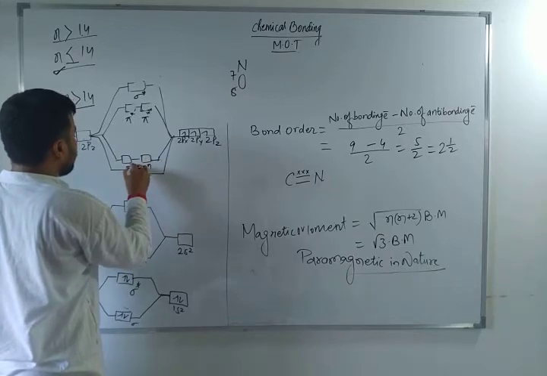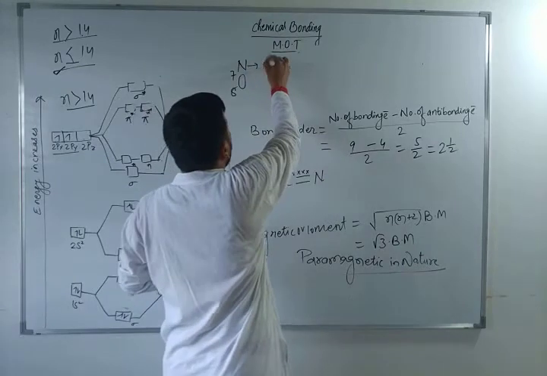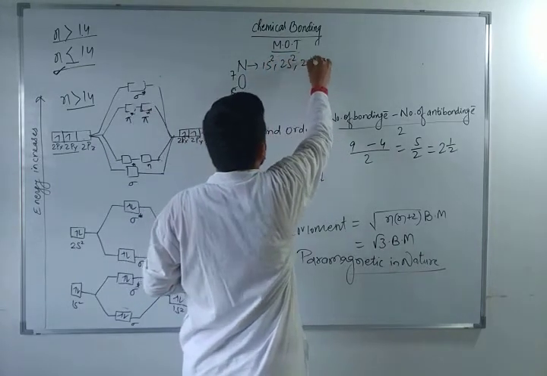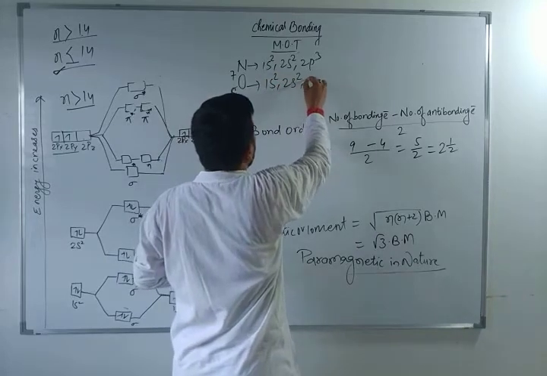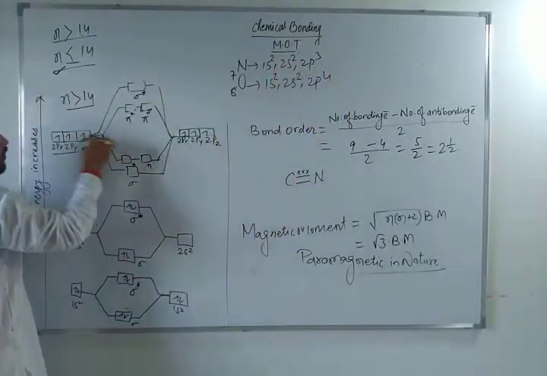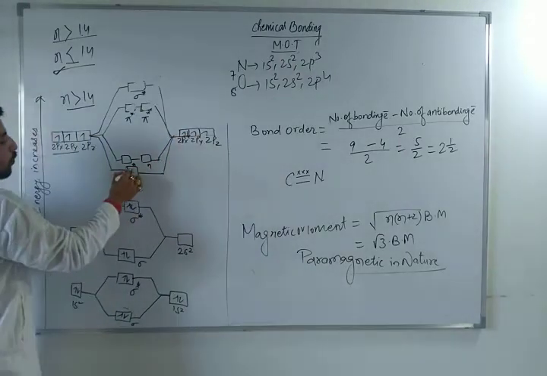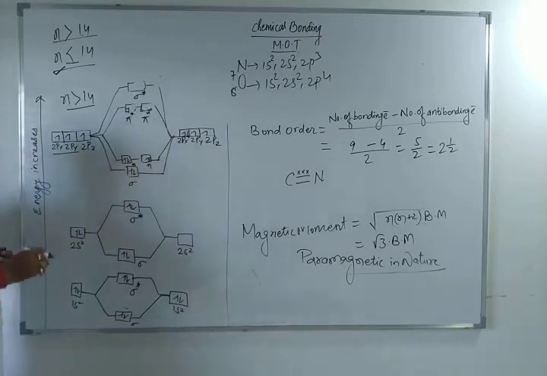Right? Right. So here, just suppose nitrogen electronic configuration is 1s2, 2s2, 2p3, and oxygen electronic configuration is 1s2, 2s2, 2p4. So total 7 electrons in the p orbital: 1, 2, 3, and 1, 2, 3, 4. So 1, 2, 3, 4, 5, 6, and this 7th electron will go up. So total number of bonding electrons is 6 plus 4, 10.